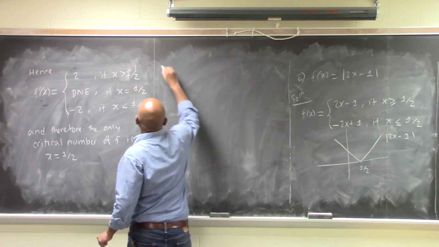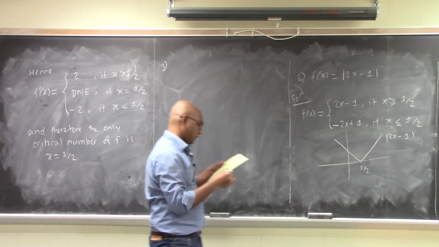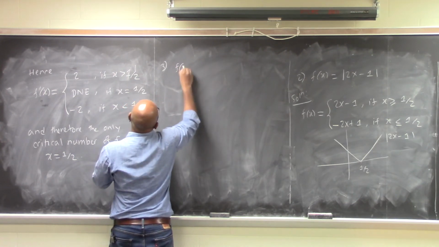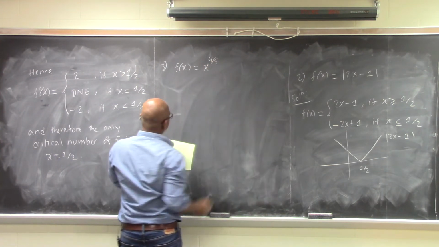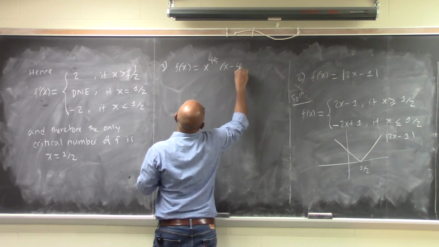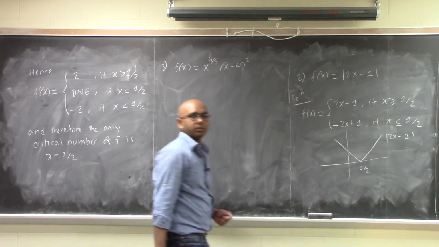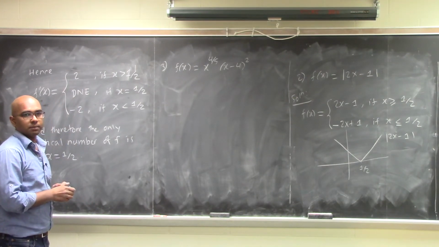So number 3, what is this function? f of x equals x to the power 4/5 times (x minus 4) squared. So that's my function. We need to find its critical numbers.